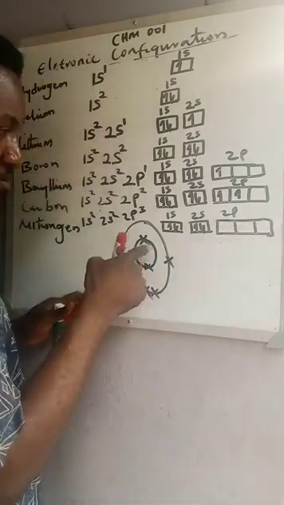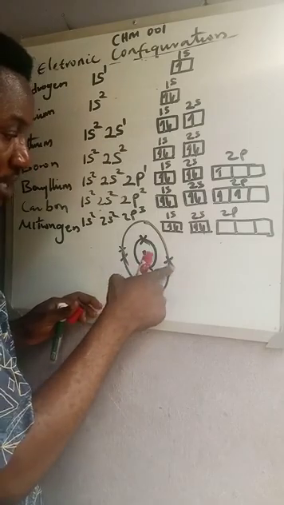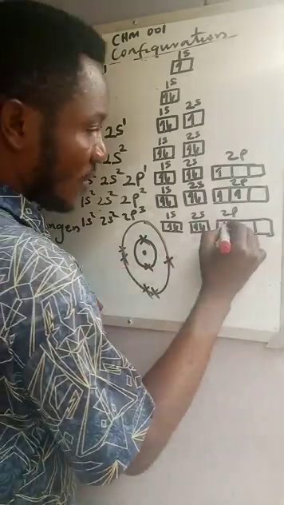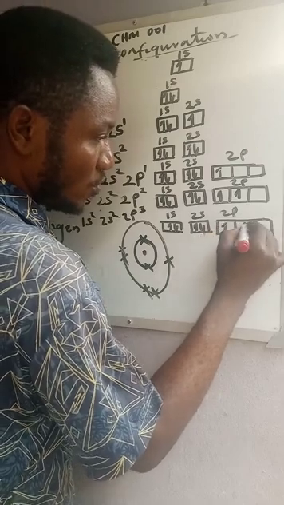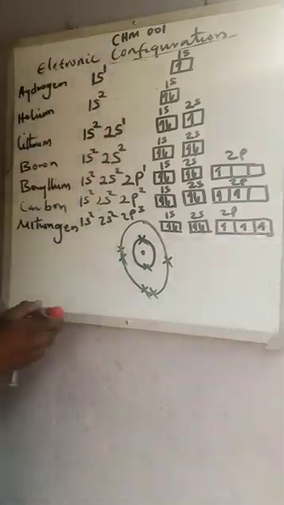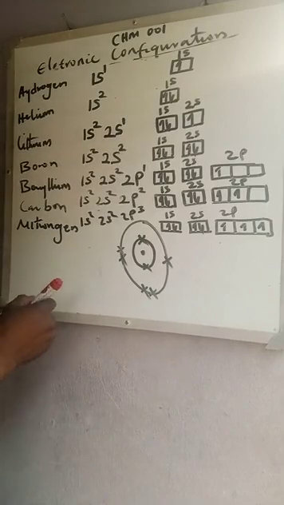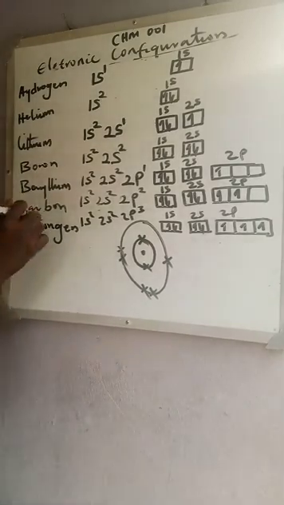Remember, now if I take 2 electrons, how many electrons are remaining? 3. 1, 2, 3. 3, right? I'll come here, I'll put 1, I'll put 1, I'll put 1. They must enter single before pairing. So the next one is oxygen.